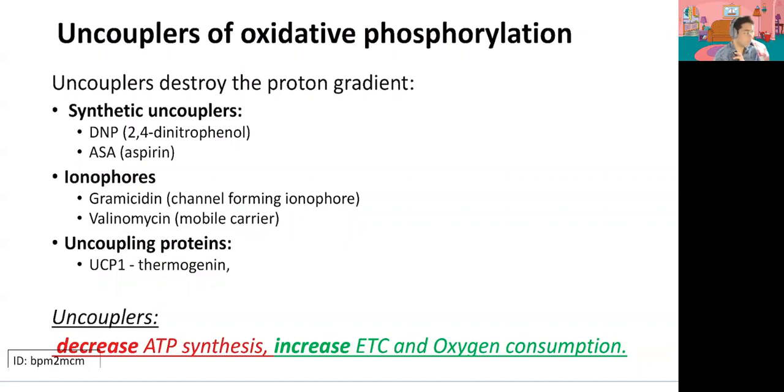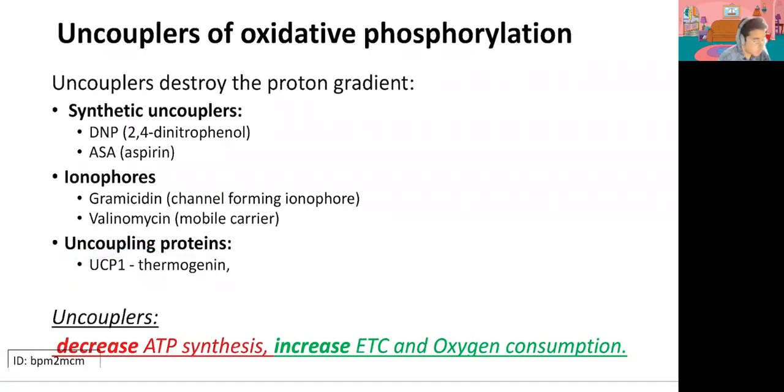Gramicidin basically forms a pore and just lets out all this hydrogen that you've built up on the intracellular membrane and brings it back into the mitochondrial matrix. And then the vancomycin, okay? And then uncoupling proteins. This one is very critical because we endogenously make it as babies.